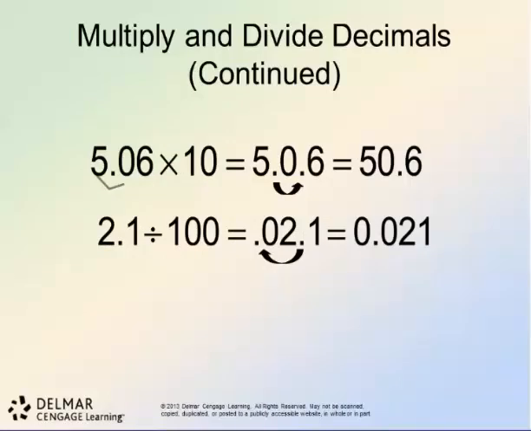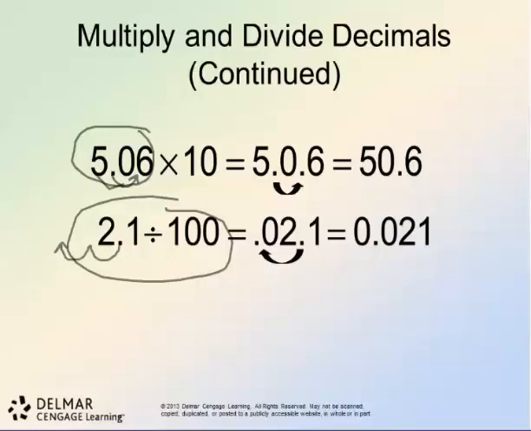You have 5.06, 5 and 6 hundredths, times by 10. When you times by 10, the decimal point will go to the right, so it's 50.6. But when you divide by 100, you're really dividing by 2 tens. So the decimal point will go 2 places to the left. So the decimal point will go right there. So you need a 0 there, and always a leading 0. Just a few more examples.